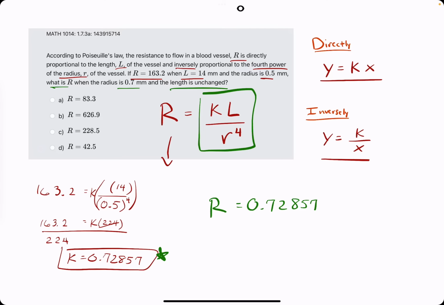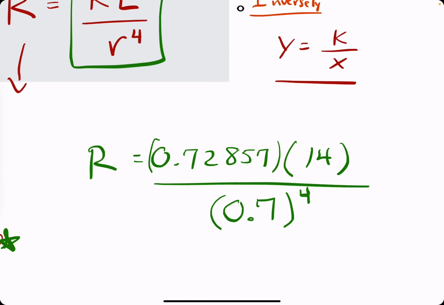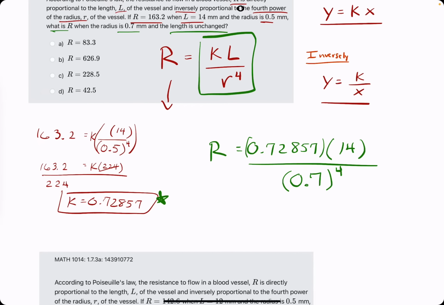We're kind of restarting, if that makes sense. So this is our k. Our L is unchanged, meaning it's still 14. And R is now 0.7. And make sure to raise R to the fourth. So now we can plug all of this into the calculator to calculate what capital R is.